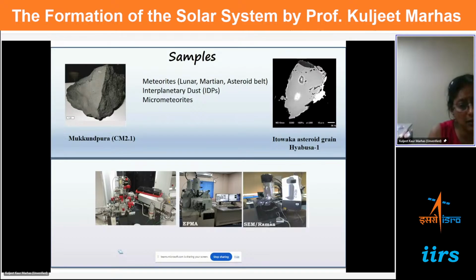And when they enter the interstellar medium, they are called meteoroids. When they come into the Earth's atmosphere, it's called meteors. And when it falls on the Earth, it's called meteorites. So these meteorites, we collect these meteorites and measure in lab.